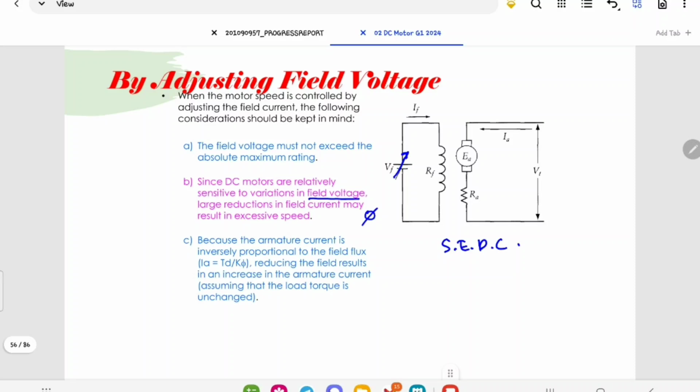We don't want that, because for applications that are not tolerant, it will damage your operation, or it may affect the operation of the load. And because armature current is inversely proportional to the field flux, a reduction of field flux results in an increment of armature current, assuming that the load torque is unchanged.